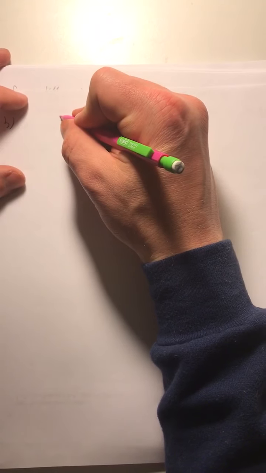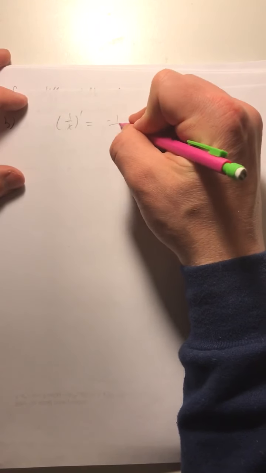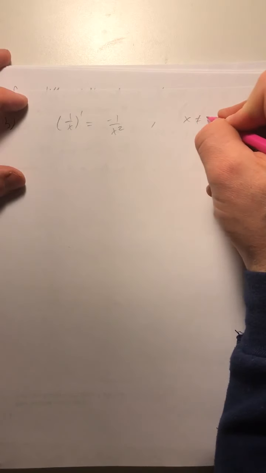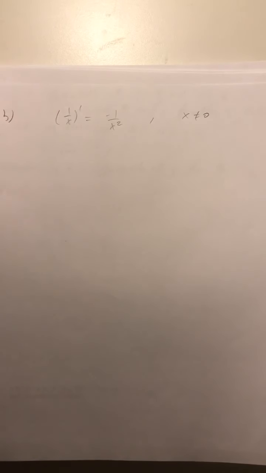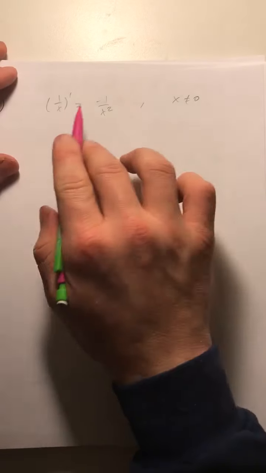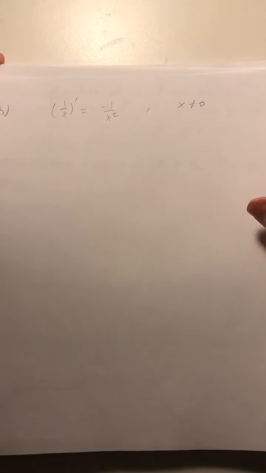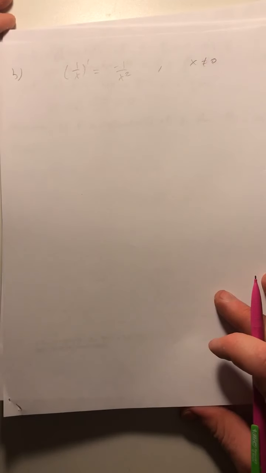Okay. So part B was, if I want to do the derivative of 1 over x, this is negative 1 over x squared, as long as x is not 0. The function is not defined at 0, so it can't be continuous at 0, so it can't be differentiable at 0. Everywhere else is differentiable, and this is the derivative. So let's prove this.